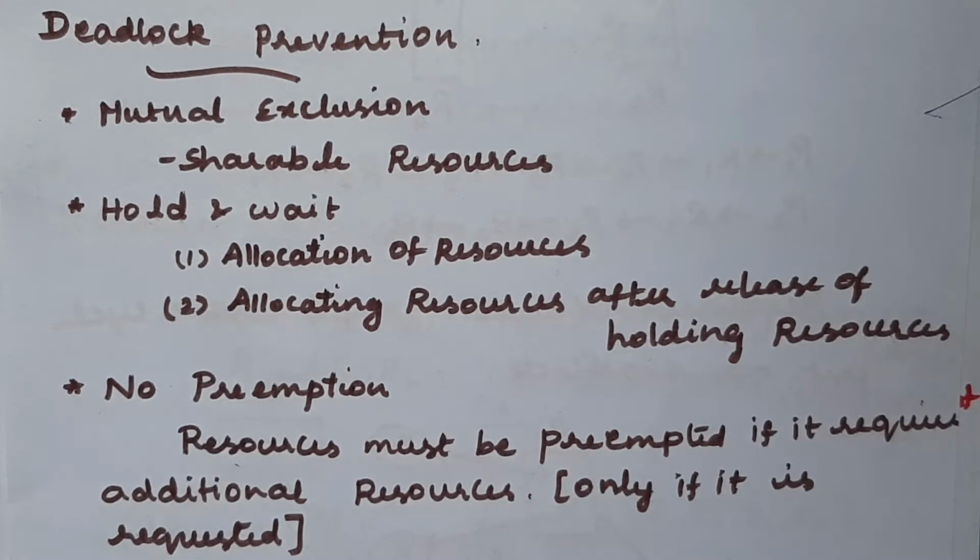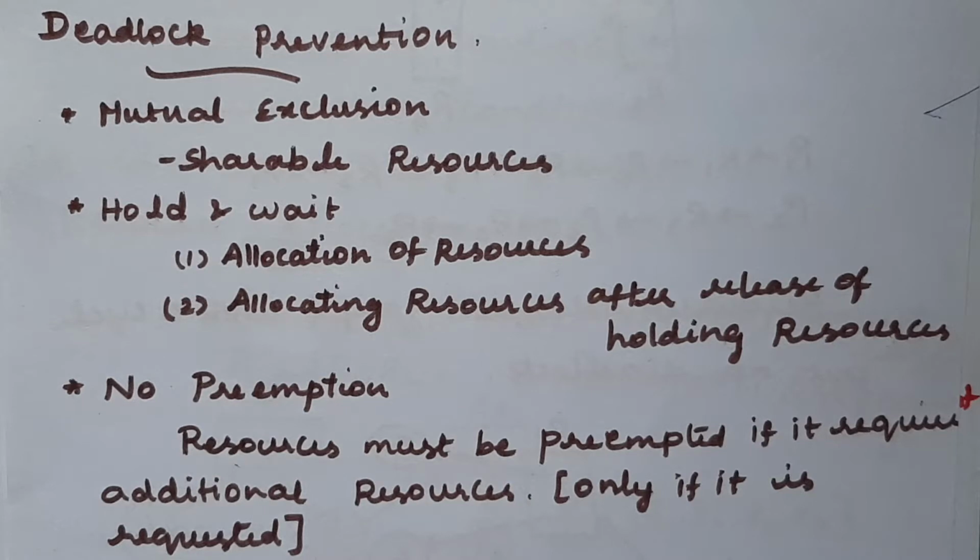Preventing the deadlock means we need to ensure that any one of the conditions is not satisfied in the system. We already discussed there are 4 necessary conditions that may lead to deadlock. If at least one of the conditions is not satisfied in the system, then we can prevent the deadlock as much as possible, right? So let us see what all the conditions are.